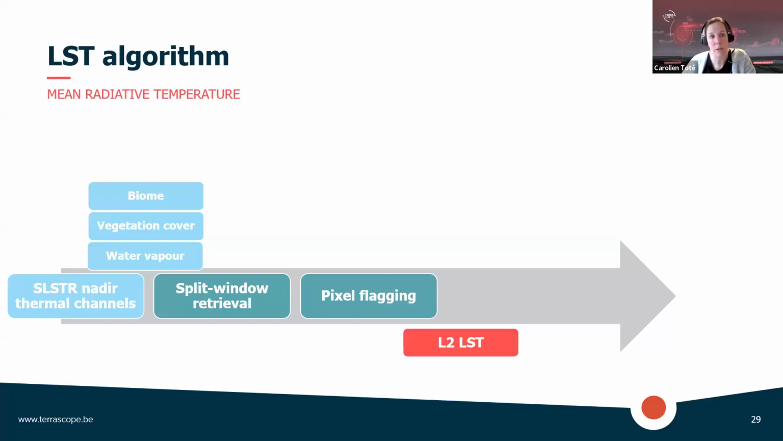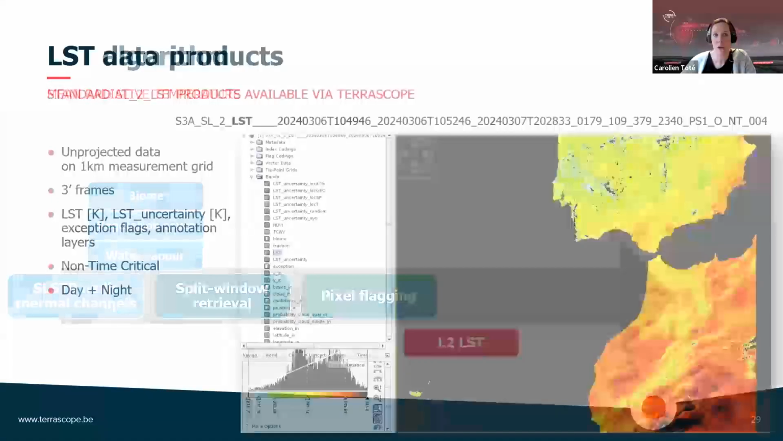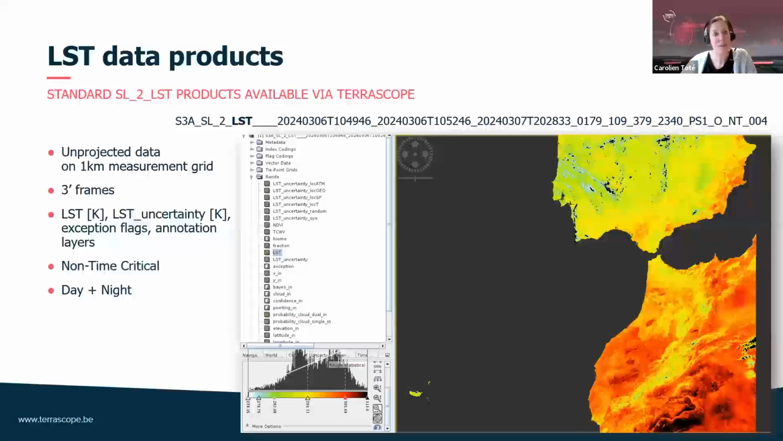So the biome, fractional vegetation cover, water vapor, and these inputs are used to define a series of regression equations. It's called a split window two-channel approach. Then there's also pixel flagging, and this generates the level 2 LST product as such. So these standard level 2 LST products, as provided by the ground segment, are available via Terrascope, the entire archive.